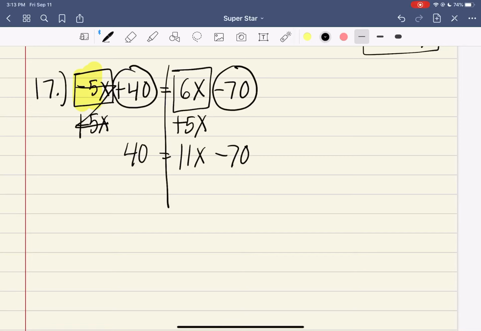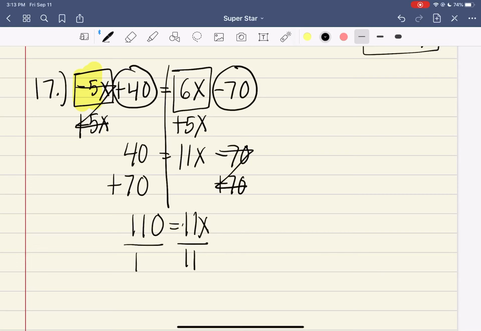And then from there, since we have constants on both sides, we're going to add 70. Since that 70 is with the variable, this will become 0, and we'll be left with 11x equals 40 plus 70, which is 110. So we will then divide both sides by our coefficient, since we have a coefficient other than 1. 11 divided by 11 is 1, and we'll be left with x equals 10.